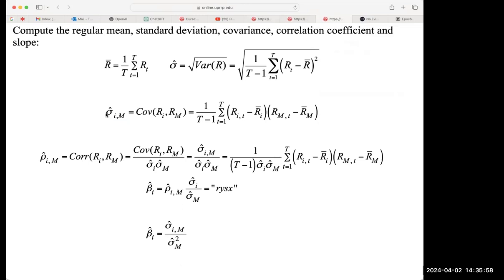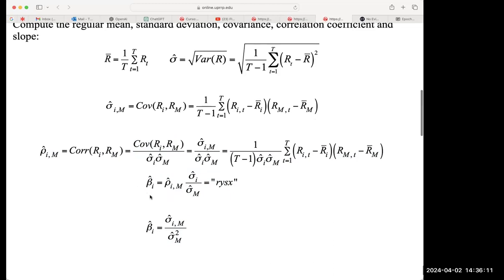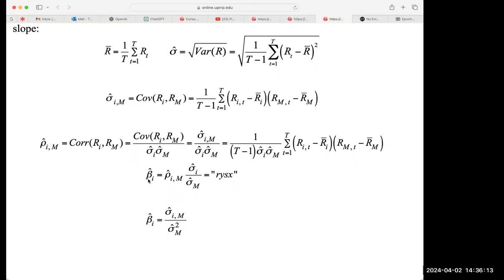Same formula. That's covariance. This is correlation, standardizing the covariance. And then the two formulas for beta are here. The beta hat, because this is just an estimate, it's not the true or population beta. So I put a hat on it, and then I put hats everywhere because they're all estimates.